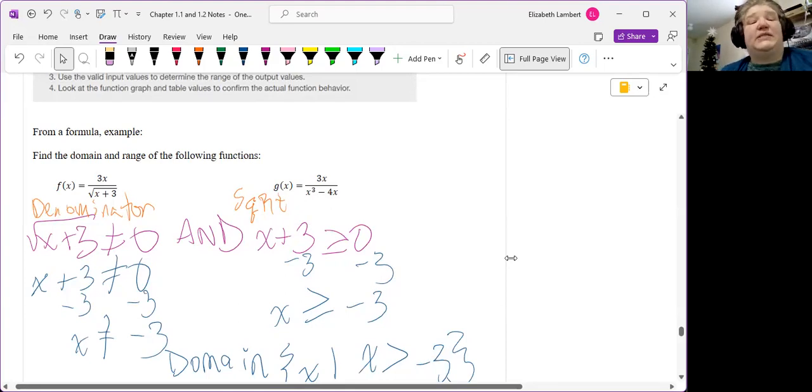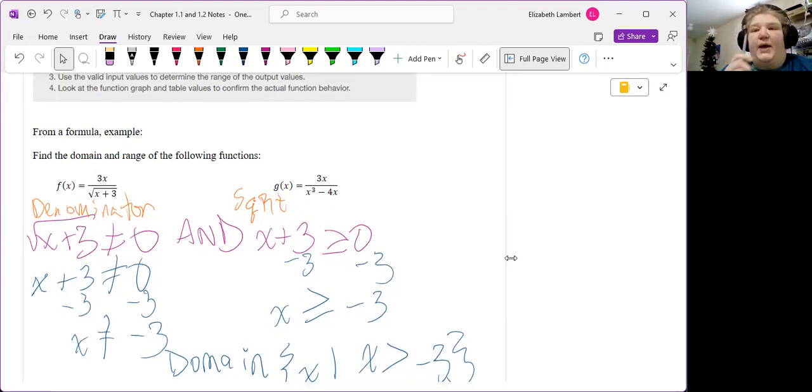But a question like this, like the first one, I'm not going to ask you for a range on that. Domain, totally fair. Range, not a good test question. G of X here, though, you guys actually did this in college algebra, so you're responsible for remembering rational functions.